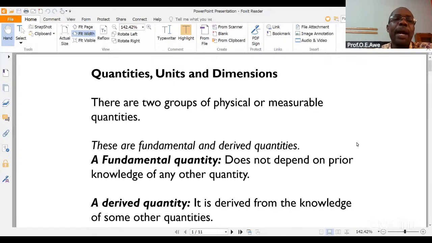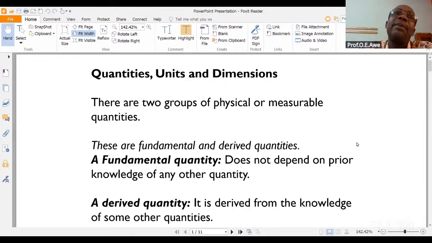But have it in mind that we have measurable quantities, and these are referred to as physical quantities, and they are in two divisions. One fundamental, the other one is derived. We call it fundamental because it's the basic, it's the starting point. There is nothing before it, but there are many things after it. So these are the various ways of understanding what we mean by fundamental quantity.